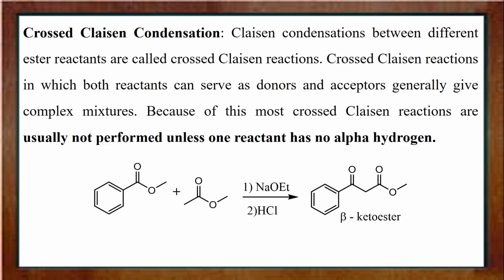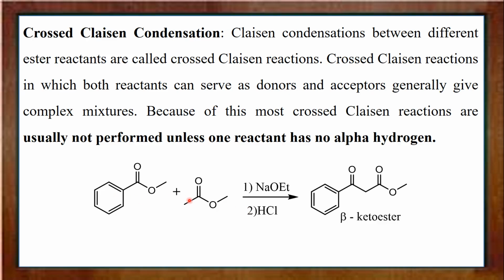The Claisen condensation between a mixture of esters is called crossed Claisen condensation. Here we use different esters as reactants, and usually we don't prefer this crossed Claisen condensation because we get a complex mixture as a product. So separation of those products will be difficult. Therefore we usually avoid this kind of mixed Claisen condensation.